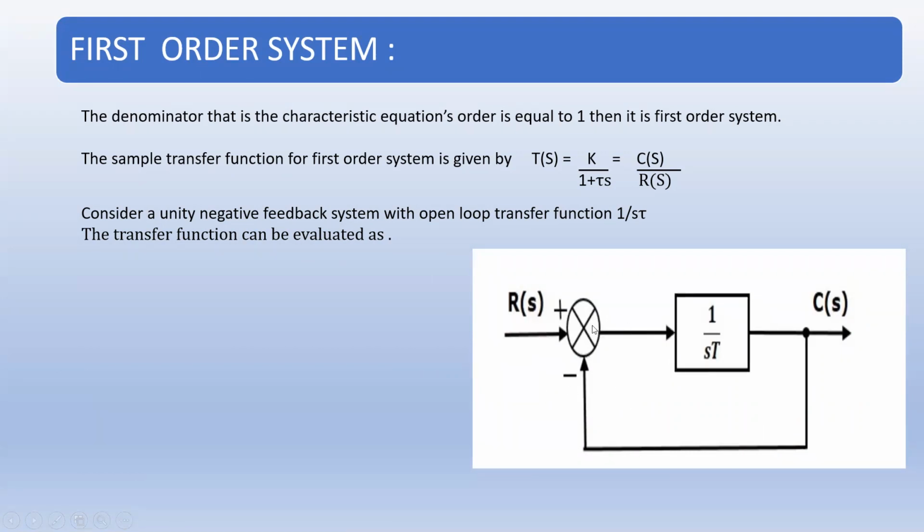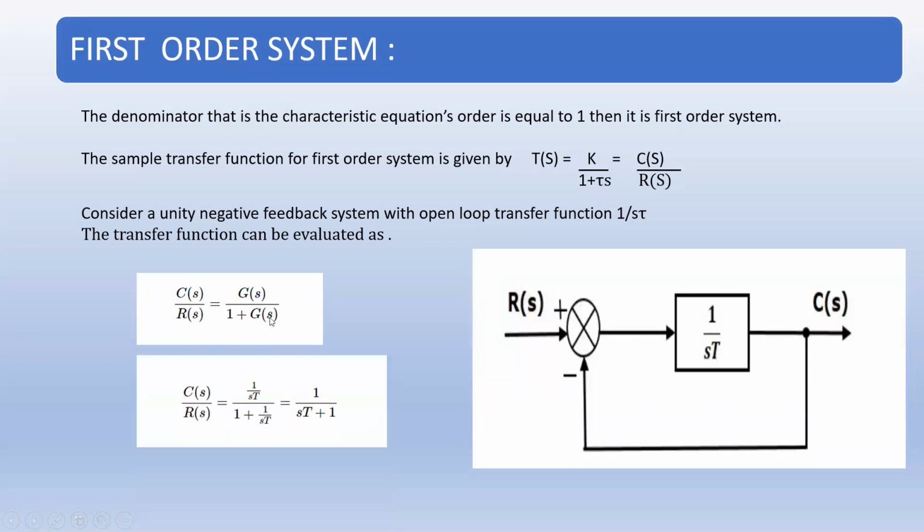If we solve this circuit diagram, we can say the negative feedback system has the transfer function G over 1 plus GH. If we substitute H of s equal to 1, because there is no block over here and the gain of this path is 1, the overall transfer function of this block diagram can be written as G(s) over 1 plus G(s). If we substitute G(s) over here, this is what we have, and this is what we call a first order system.